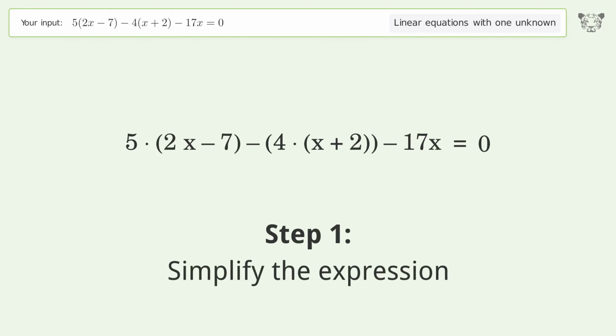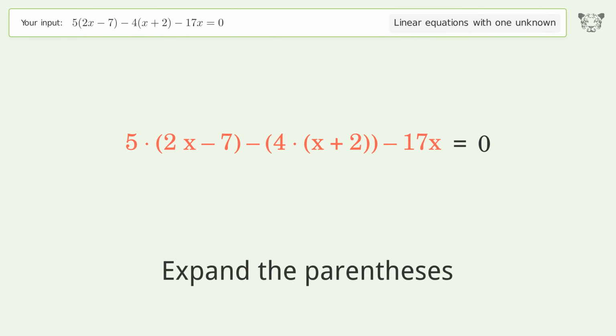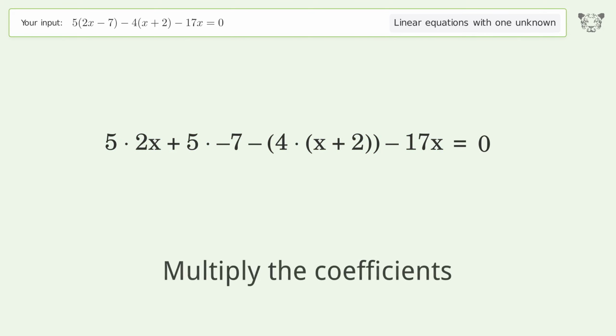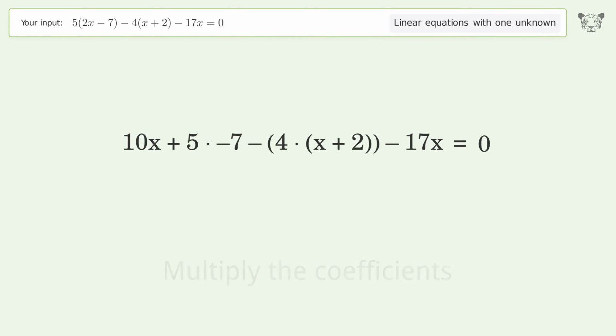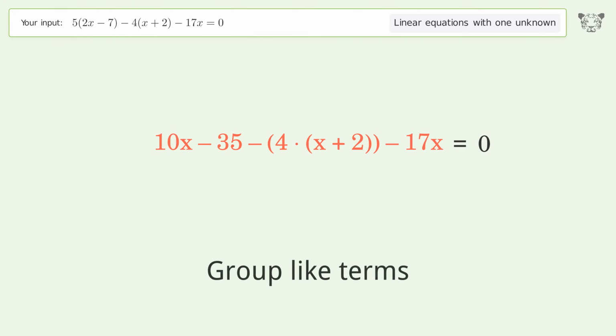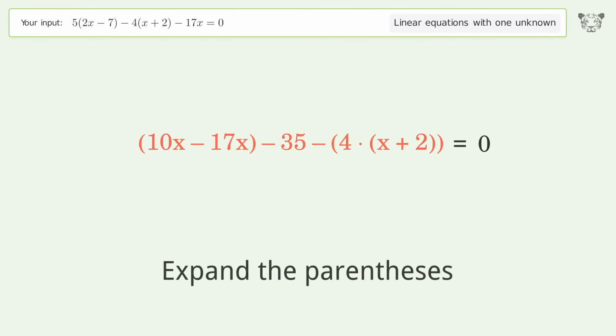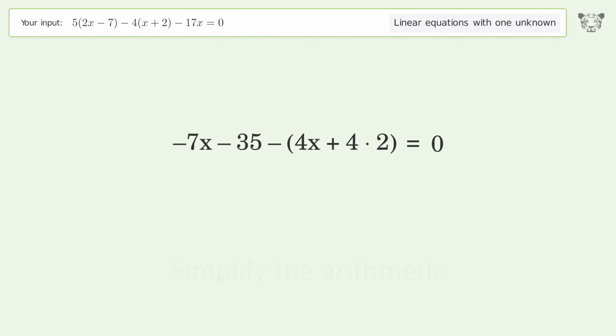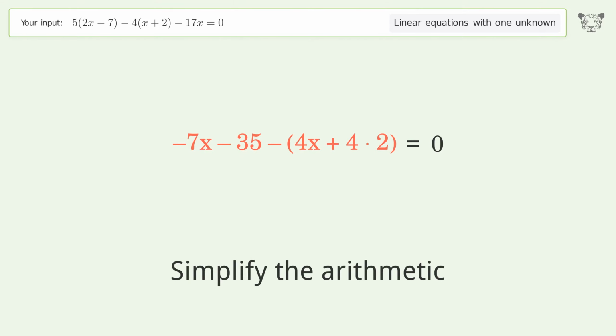Simplify the expression. Expand the parentheses. Multiply the coefficients. Simplify the arithmetic. Group like terms. Expand the parentheses. Simplify the arithmetic.